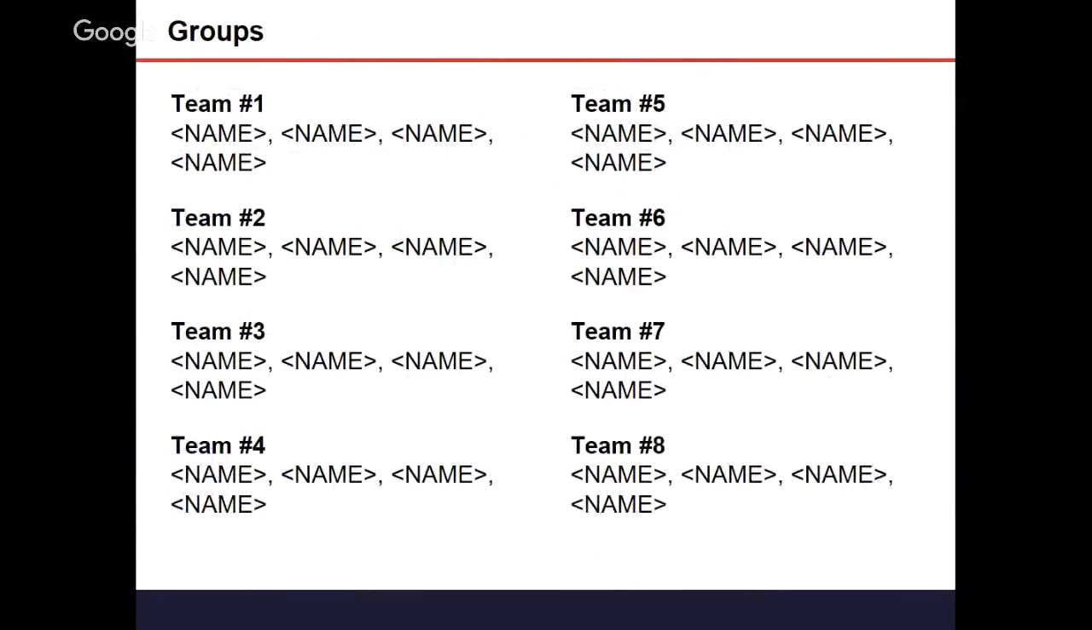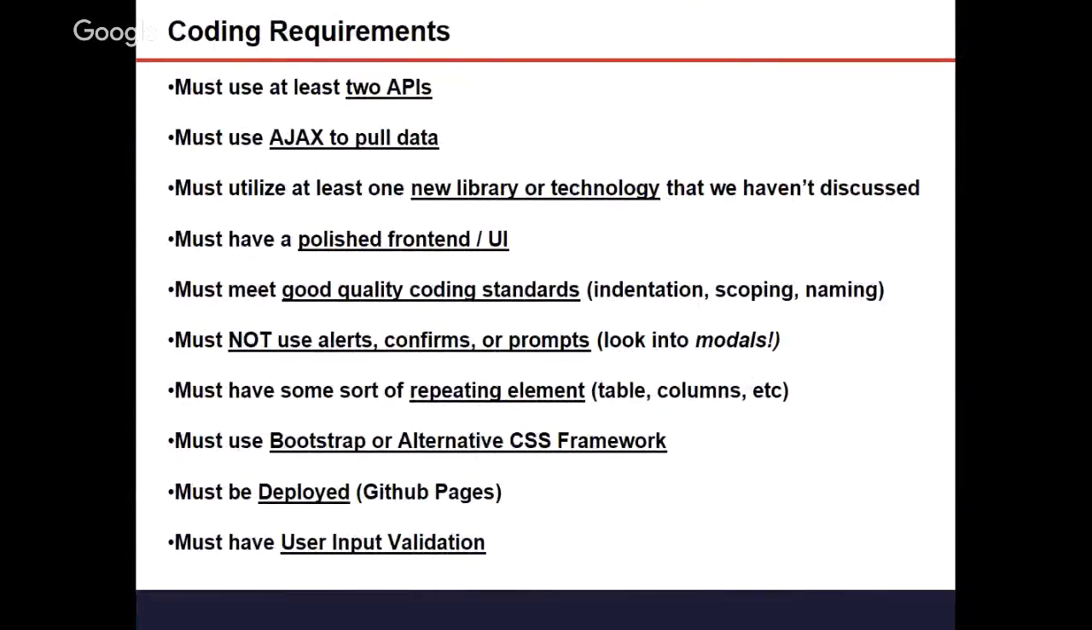Okay, so groups, we know our groups. I don't think we need to talk about that. So, would somebody like to read bullet point number 1? Must use at least 2 APIs. Thank you, Melvin. Bullet point number 2, somebody. Must use API. Thank you, Melvin.